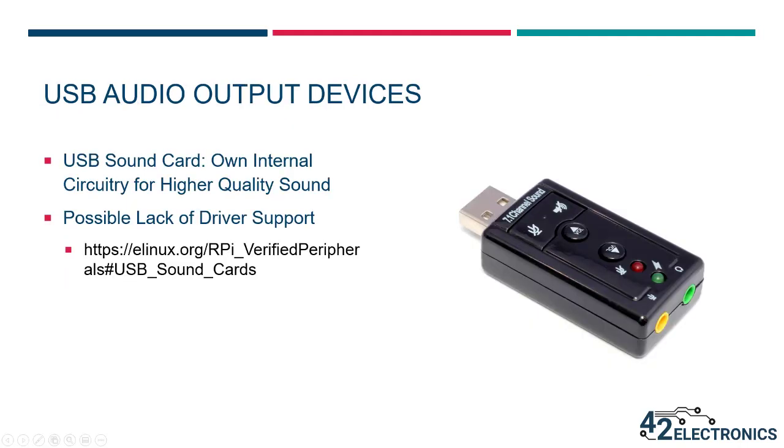One way to get better quality output audio from a Raspberry Pi is to use an external USB sound card. These devices have their own devoted circuitry to create audio signals, which will often result in higher quality audio. Some of the drawbacks related to these types of devices, though, are driver and software support. Just because you can plug a USB device into your Pi doesn't mean the Raspberry Pi operating system will know how to talk to that device.